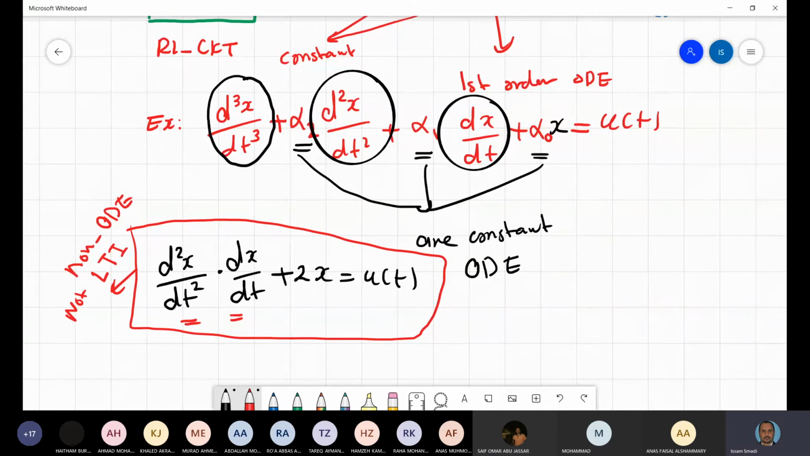So the differential equation is ordinary if the coefficients of the differential equation are constant, correct? Yes.